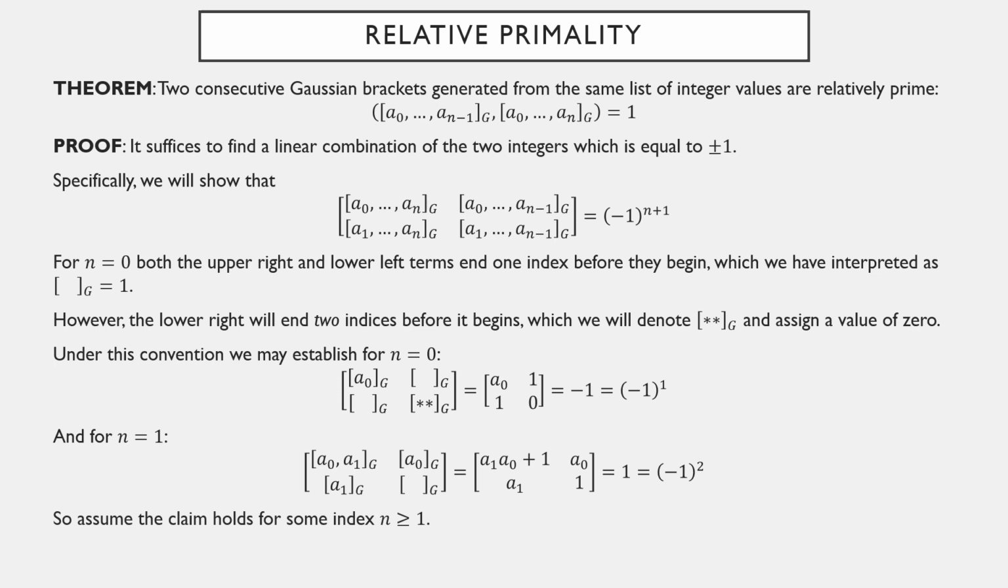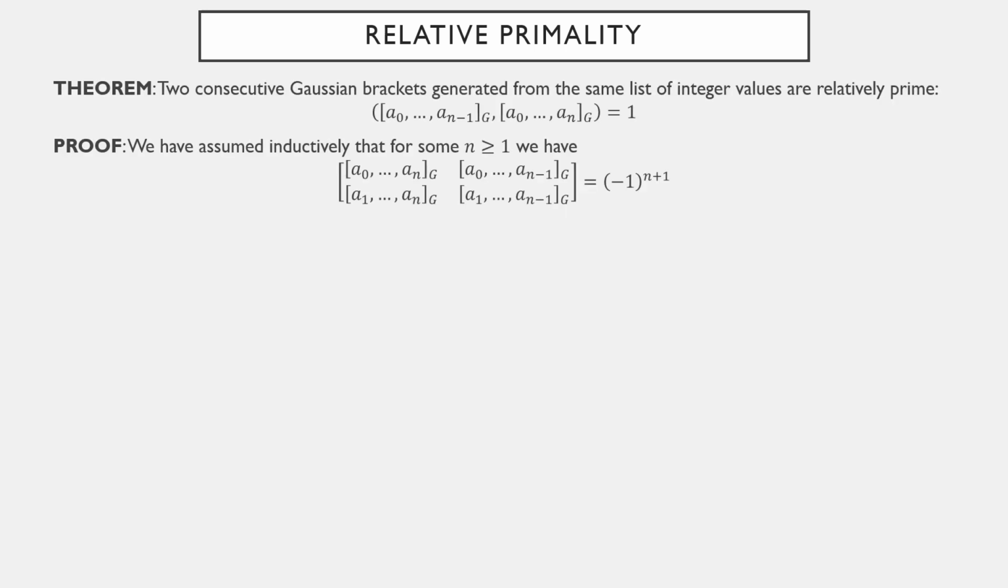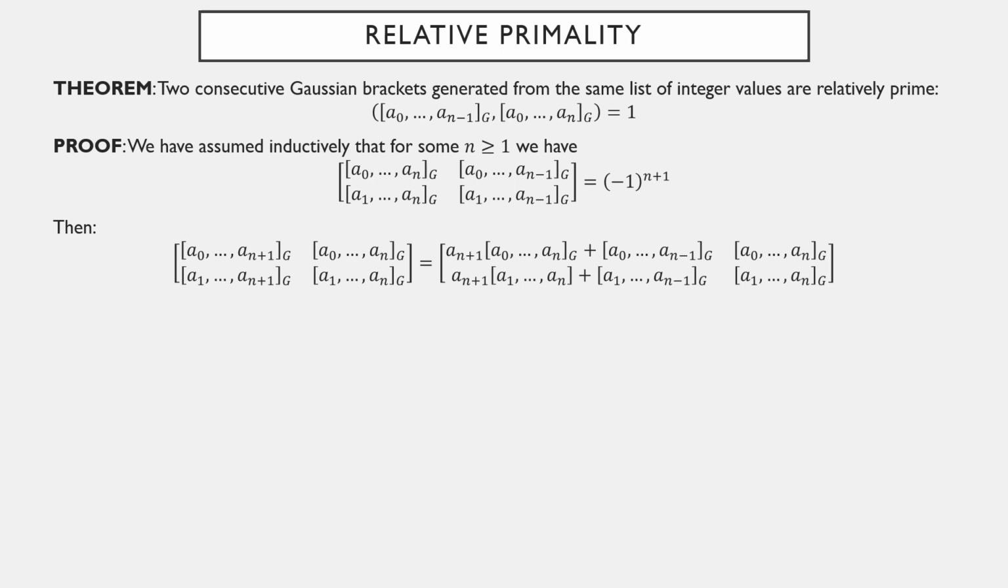So let's assume the claim holds for some index bigger than or equal to 1. Now, what we want to show is that 2 consecutive Gaussian brackets are relatively prime. And so we are going to show that the determinant of this matrix is always a power of -1, and we've gone ahead and assumed that it works for some value of n. Now we just need to show that it works for the next value of n.